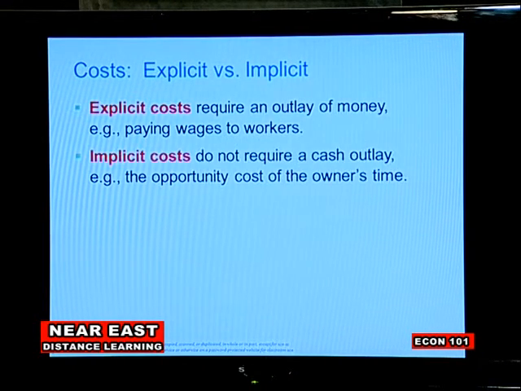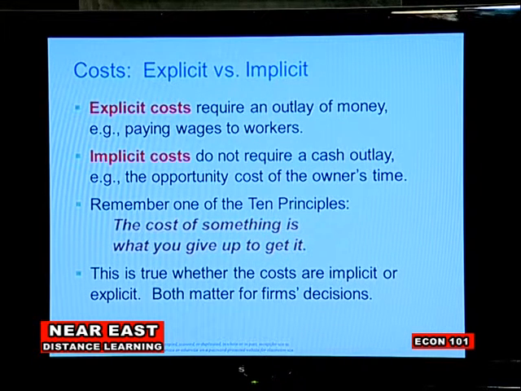We have two kinds of cost. We have explicit cost, which requires an outlay of money, for example, paying wages to workers. And we have implicit cost, which does not require a cash outlay, for example, the opportunity cost of the owner's time. Let's remember from chapter 1, the 10 principles of economics, what is an opportunity cost? Opportunity cost is what you give up to get something. So total cost equals explicit plus implicit cost.